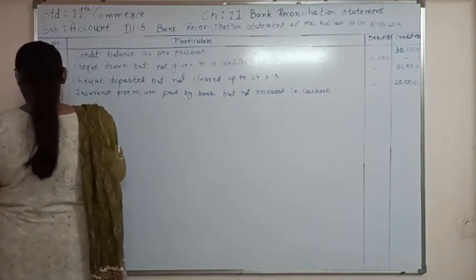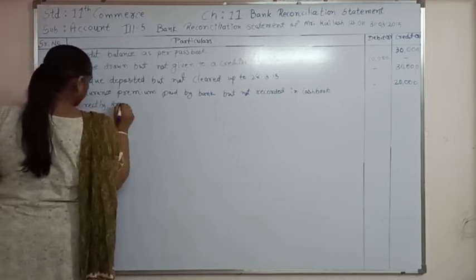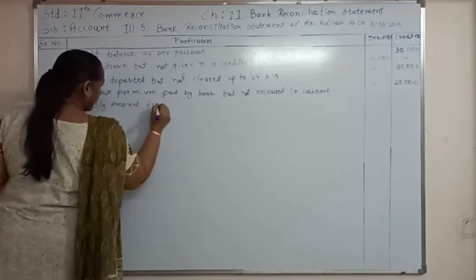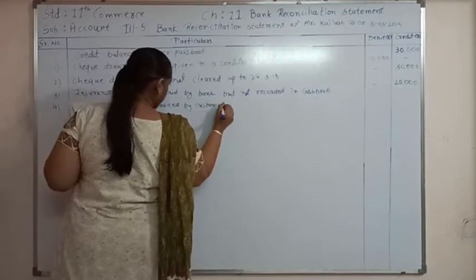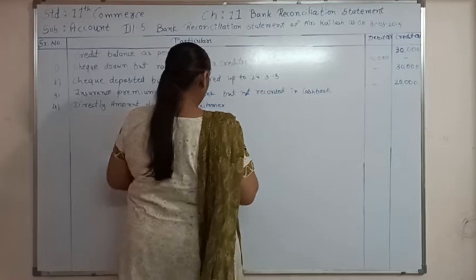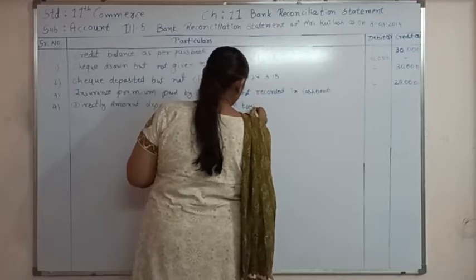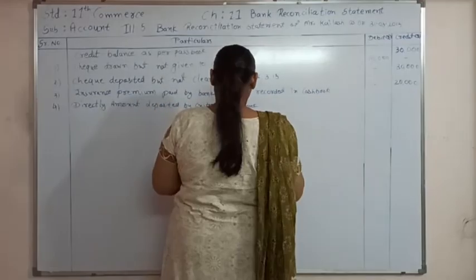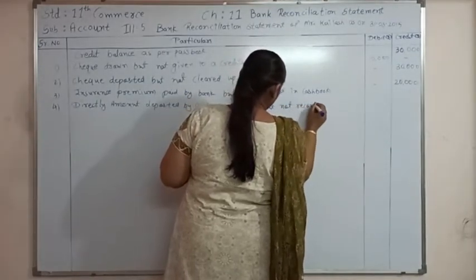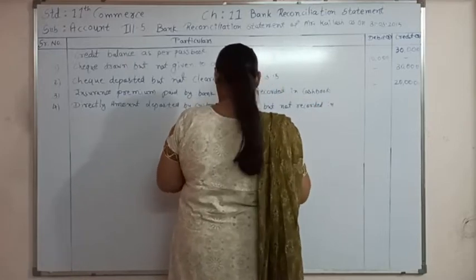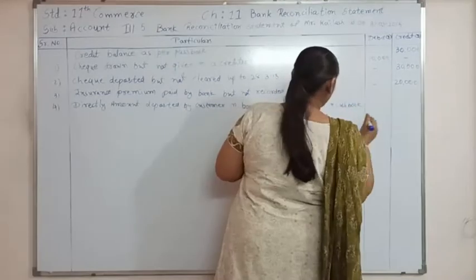Directly amount deposited by customer in bank but unrecorded in cash book. So that will be 30,000.